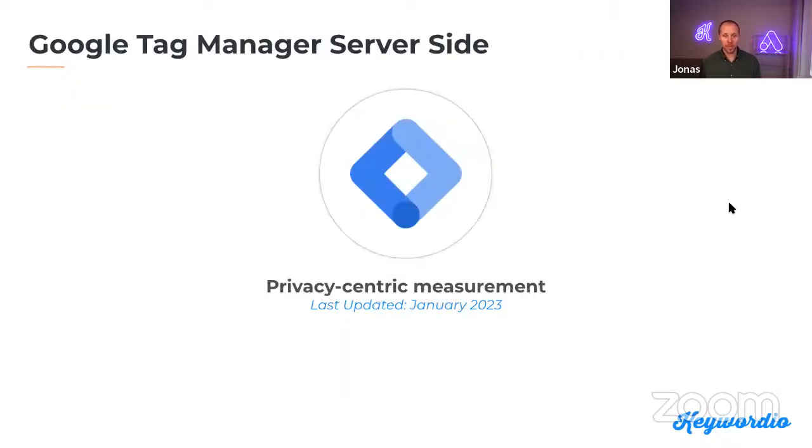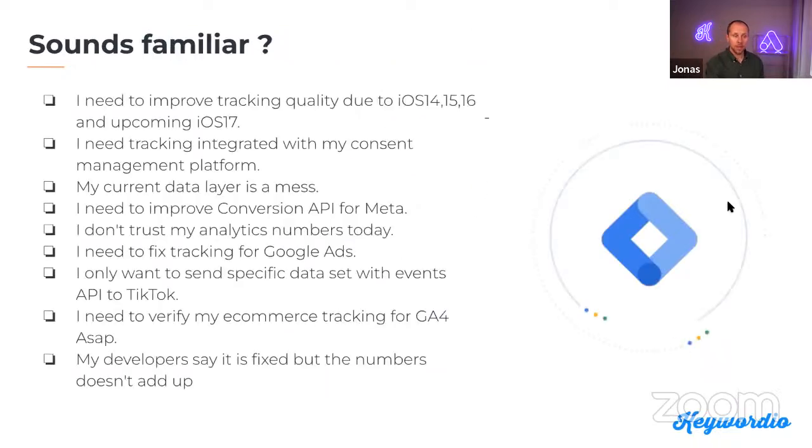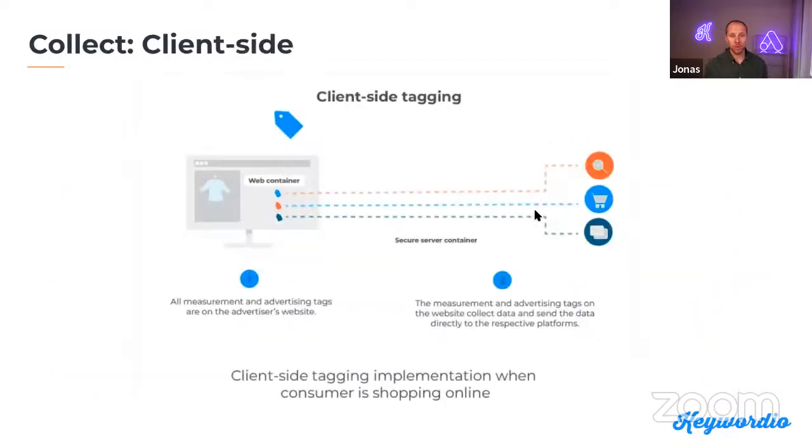So, Google Tag Manager server side. Does any of this sound familiar? I need to improve tracking quality. My current data layer is a mess. I don't trust my analytics numbers. I need to fix tracking for Google Ads. I want to send a specific data set to TikTok, and I want to know exactly what I'm sending. There are a lot of these questions out there, and some of them are important to solve here.